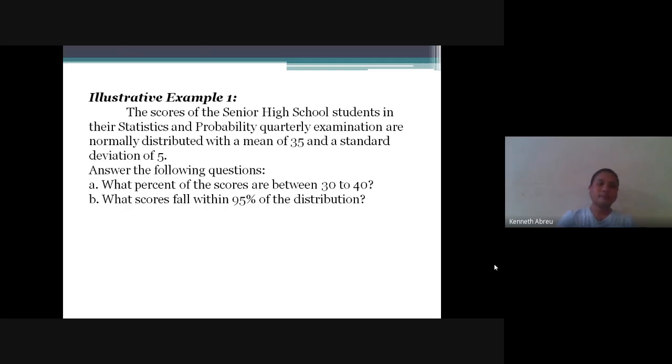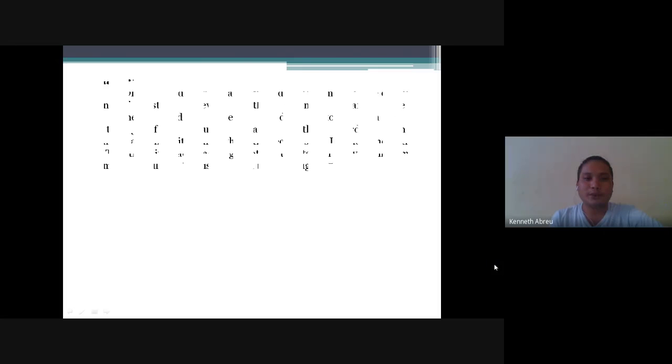99%. Let's have this example. The scores of senior high school students in their statistics and probability quarterly examination are normally distributed with a mean of 35 and standard deviation of 5. Answer the following questions. What percent of scores are between 30 to 40? And what scores fall between 95% of the distribution?